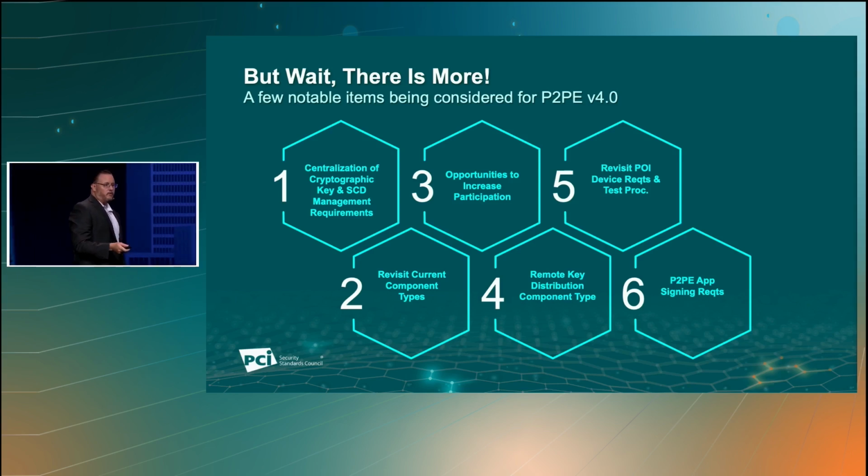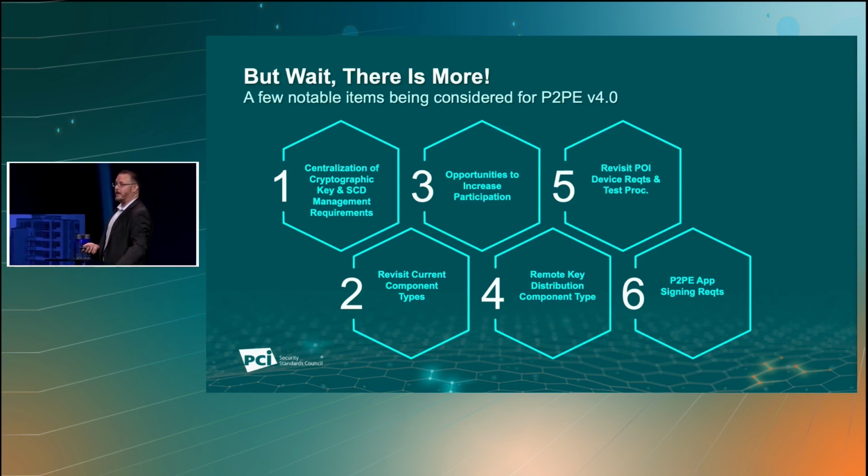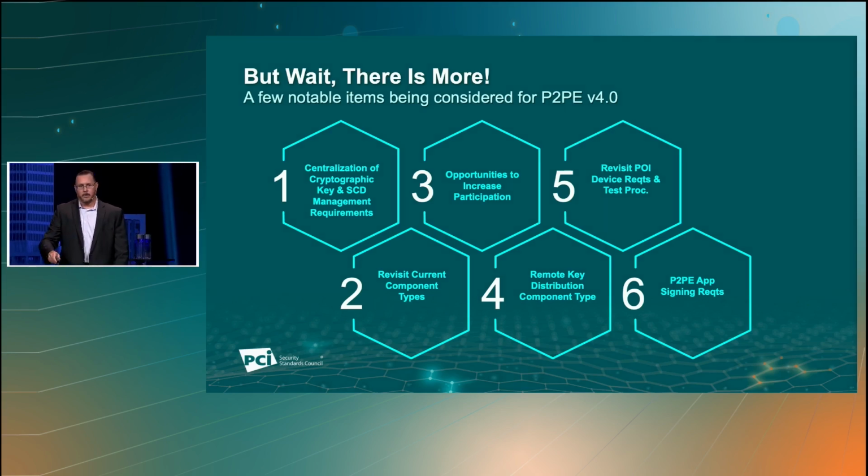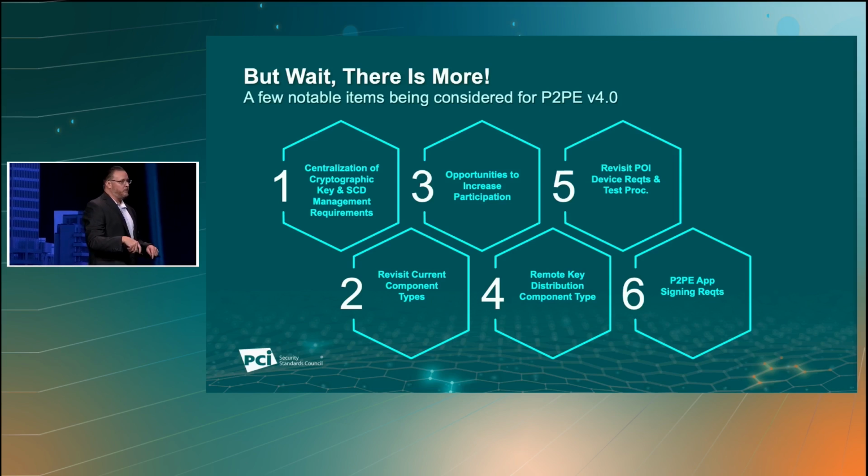Can we make further improvements from the standard perspective, not just the program perspective for POIs, whether it's the requirements, the test procedures, et cetera. We're also going to revisit the component types. You saw we have 8 of them now. Are they still fit for purpose? Are the requirements that are attributed to those component types still meeting the needs of industry, or do we need to fine-tune that a little more, a little bit of calibration, if you will?